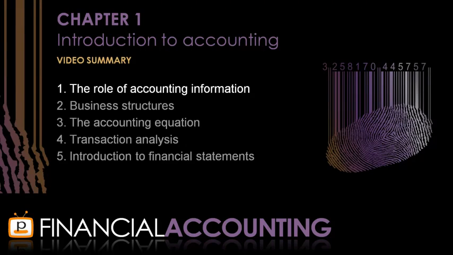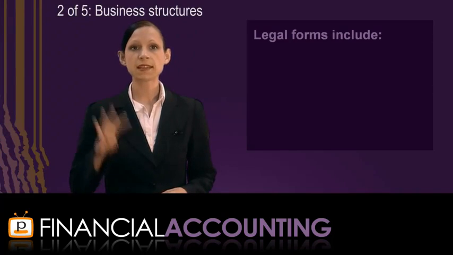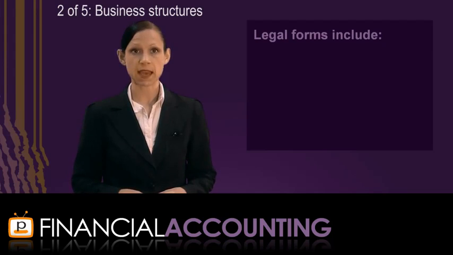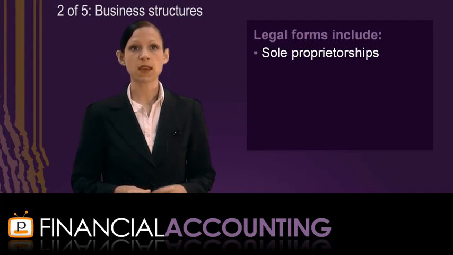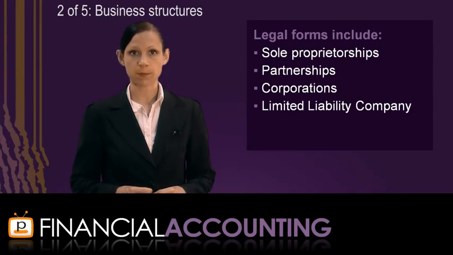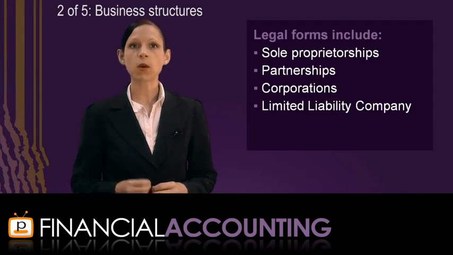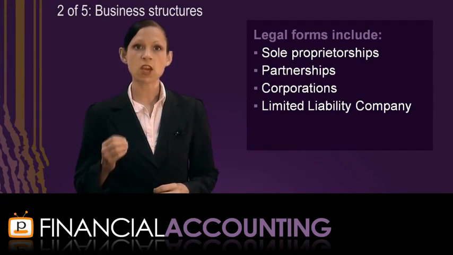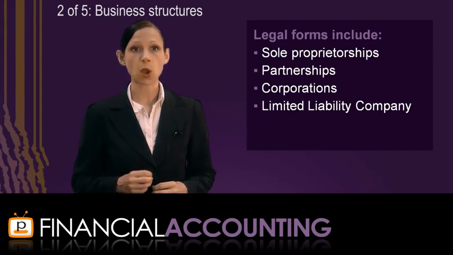Now we have discussed the role of accounting information, let's talk about business structures. The text covers four legal forms a business can take: sole proprietorships, partnerships, corporations, and the limited liability company. What they have in common is that they are all separate business entities, so the accounting records of the business and the owners need to be kept separate.